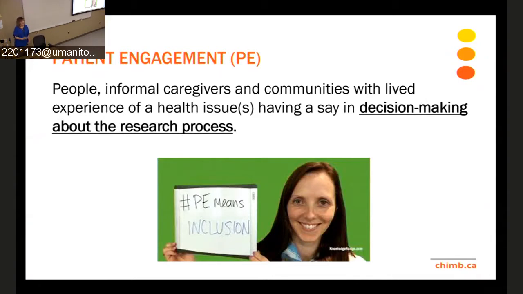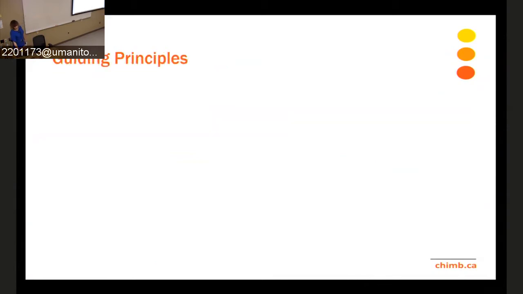So for us, a lot of times the way that I try to describe it to people is having people, informal caregivers, and communities with lived experience of a health issue having a say in the research decision-making about the research process. So having a say in the research question, the design, the methodologies, the interpretation of the data, the translation of the knowledge. All throughout that process, having a say in research decision-making.